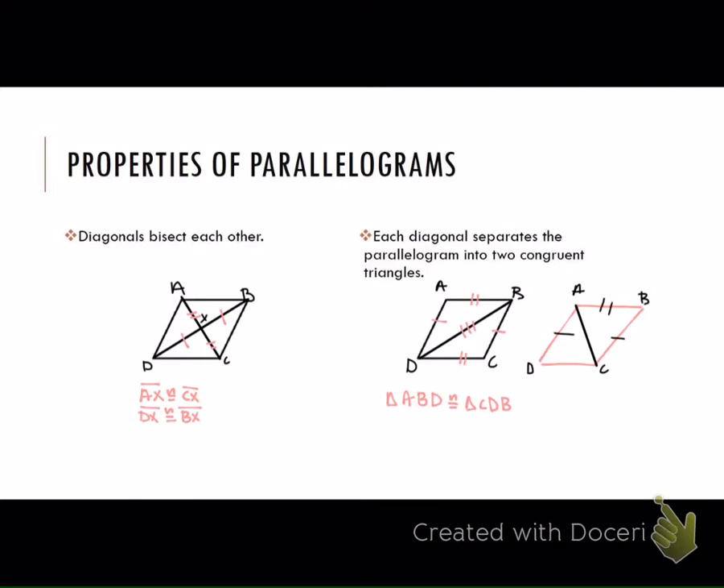Opposite sides are congruent. So triangle ABC is congruent to triangle CDA. Yep. So we're saying that this triangle here is the same as this triangle here. And if I go the other diagonal, that these two triangles are congruent because of side, side, side.